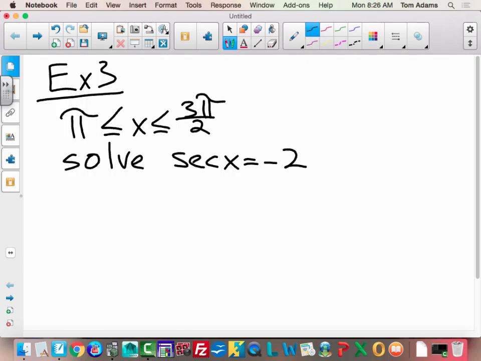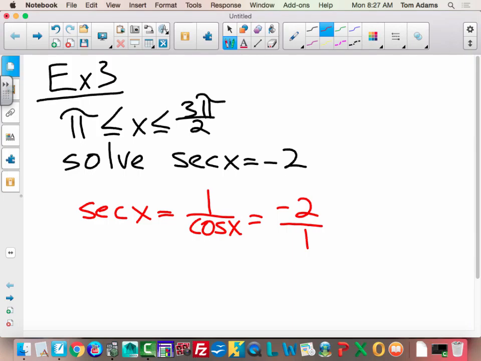Now, there's a couple of ways that you could do that. I wrote secant of x wrong. We got to remember that secant of x is the reciprocal of cosine. So secant of x is equal to 1 over cosine of x. And we want to know when that's equal to -2. Now I'm going to write it this way. I'm going to say -2 over 1, and you'll see why in a second.